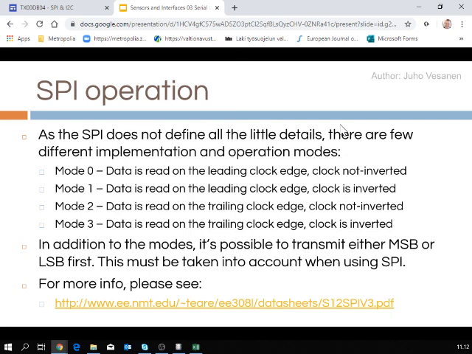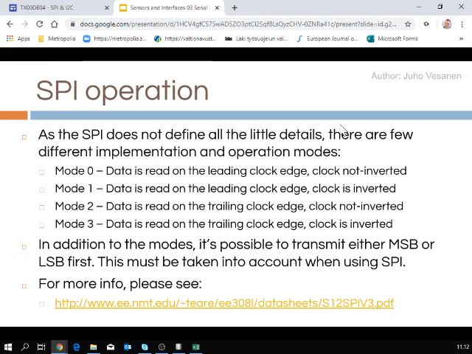SPI is also a little bit too vague a standard, since it gives too much freedom in choosing when the data is ready on the line. So there are different modes. You need to check the mode of the device. It's one of those 3 or 4 modes before you can actually access it correctly.